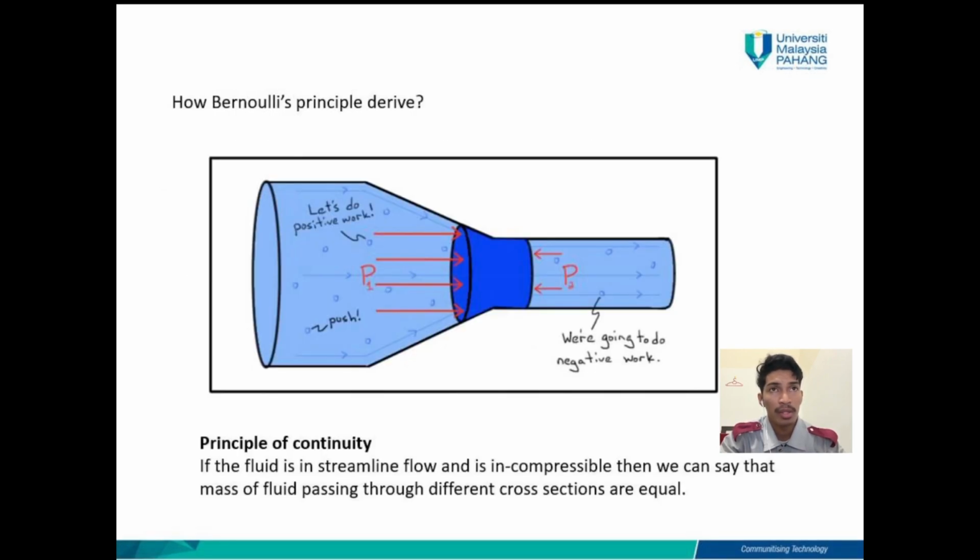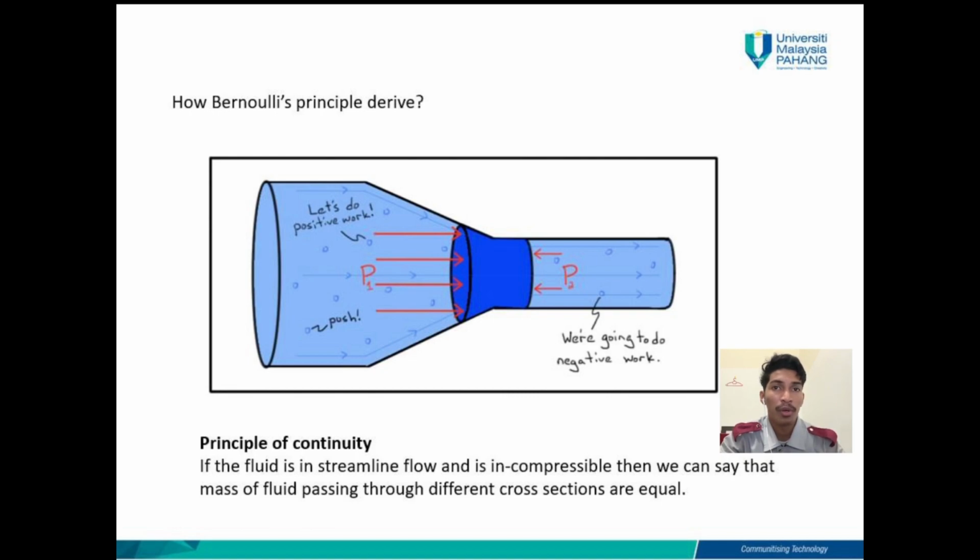Okay, next is how Bernoulli principle is derived. Consider the diagram showing water flowing along the streamline from left to right. As the outlined volume of water enters the constricted region, it speeds up. The force from pressure P1 on the left side of the shaded water pushes to the right and thus does positive work, since it pushes in the same direction as the motion of the shaded fluid.